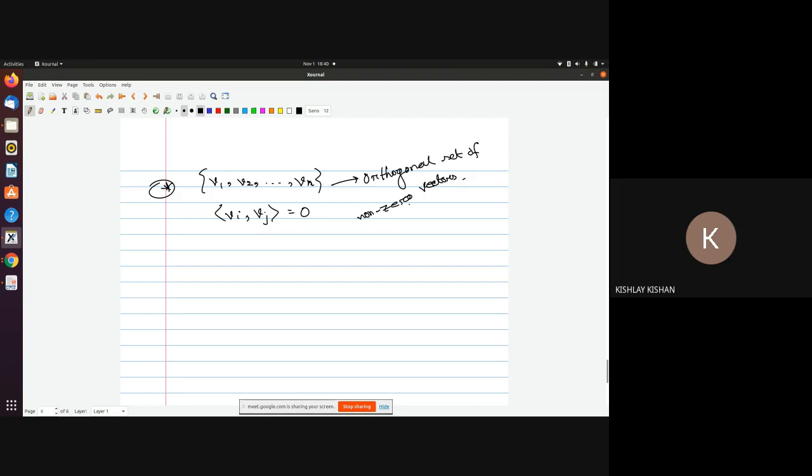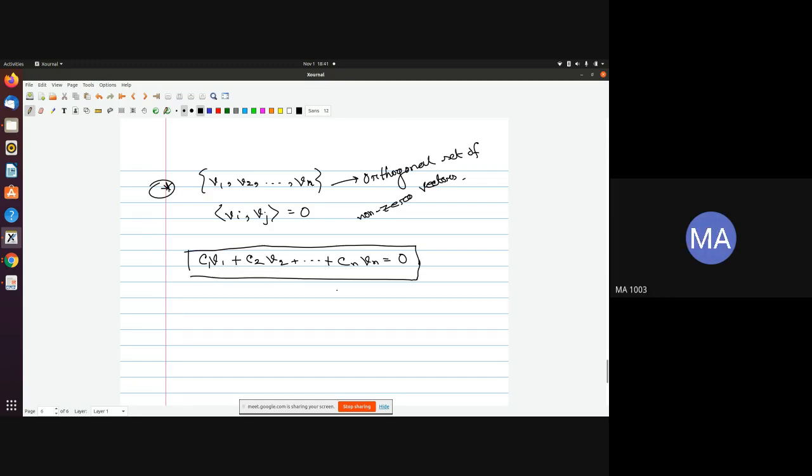I am asking why it is linearly independent. How do you check linear independence? We take the vectors, take the linear combination and make it zero. If all the coefficients are zero, then it is linearly independent. Correct. We will do the same process here. I am taking a linear combination which is giving me zero. I want to show all the Ci's are zero, all C1, C2, Cn are zero. That is what I want to show.